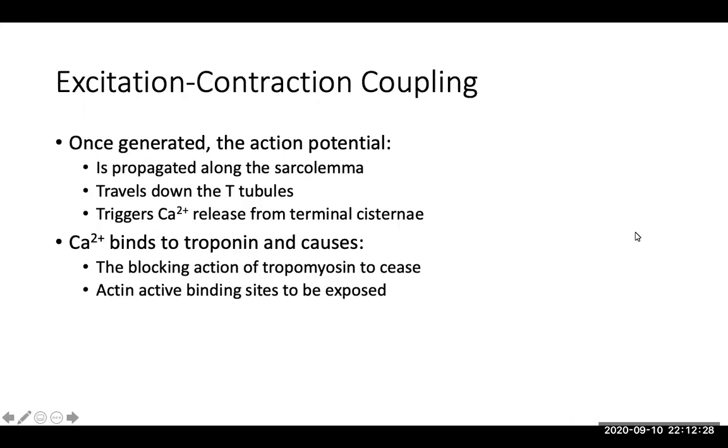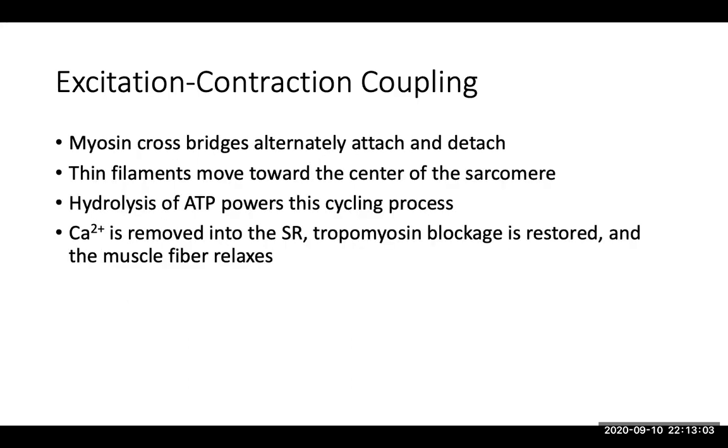Excitation contraction coupling: once generated, the action potential will travel down the T tubules and will trigger calcium release from the terminal cisternae. Calcium is important because it will bind to troponin, which is a protein on actin. What does troponin do? Troponin will cause the blocking action of tropomyosin to cease. Do you remember the tropomyosin was that piece of orange spaghetti? Troponin will cause a change in the tropomyosin, so the tropomyosin will actually move off the actin active binding sites, and they will now be exposed so that myosin can form a cross bridge, or an attachment, to the actin.